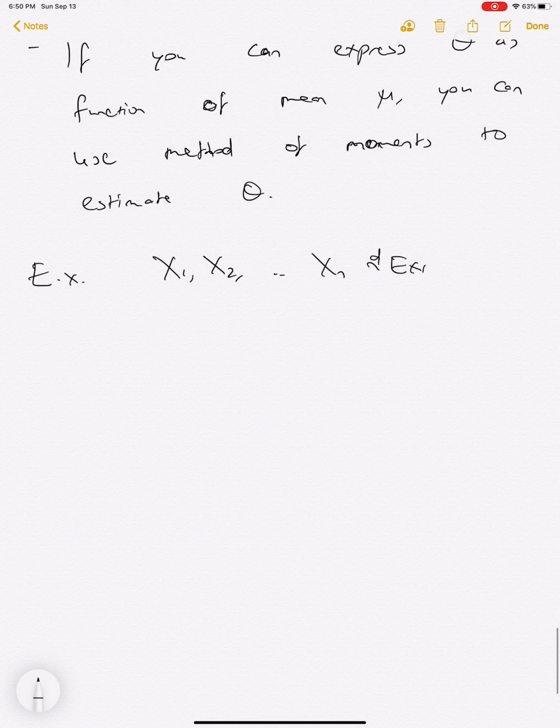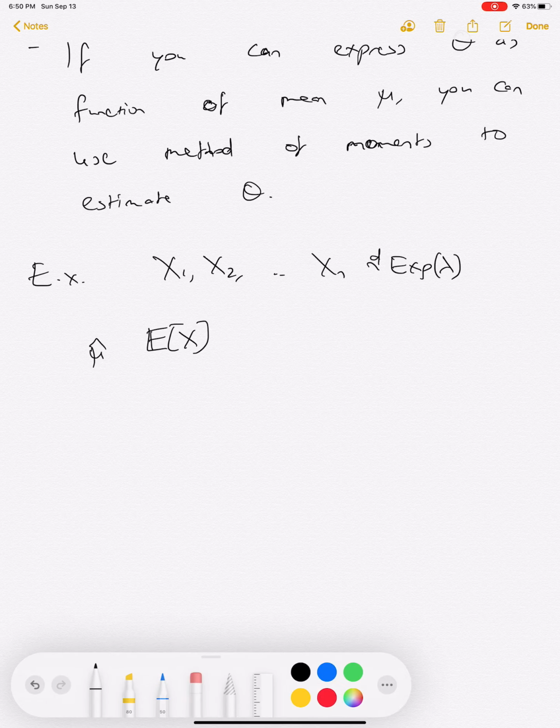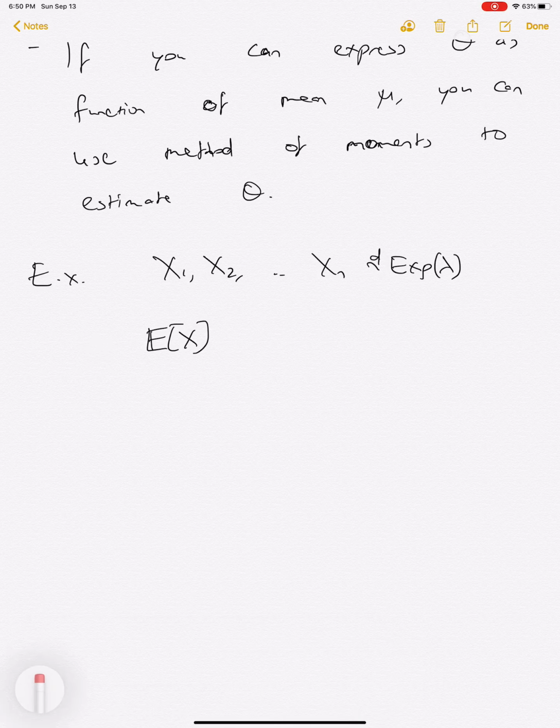So let's assume that we have n random variables that are all drawn from an exponential lambda distribution. It's very important to keep track of what are population quantities and what are sample quantities. So we know that mu, and we're working in the population right now, is equal to 1 over lambda.